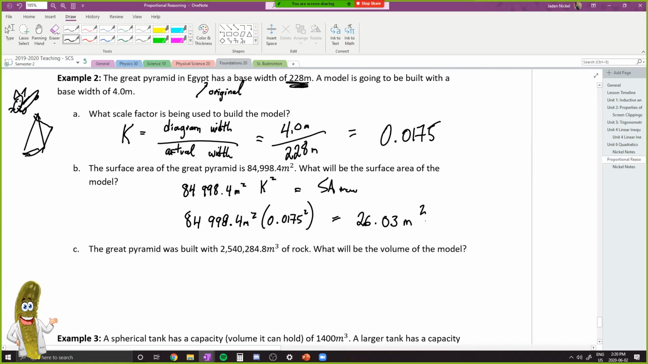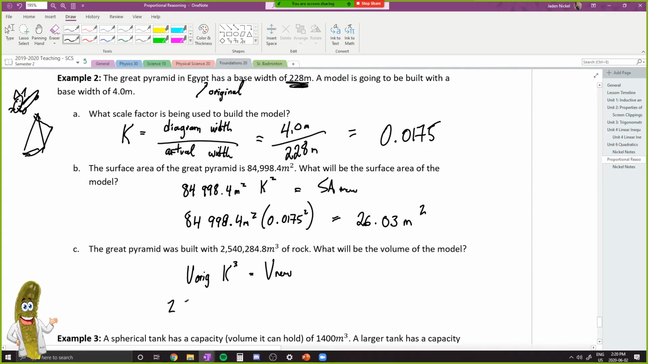Okay. The next question, presumably and obviously, jumps into the question of volume. The Great Pyramid was built with 2,540,284.8 meters cubed of rock. That is a lot of rock. So what we will do then is we'll say that the volume of the original times k cubed must be equal to the volume of the new. And we can plug in all of our values.